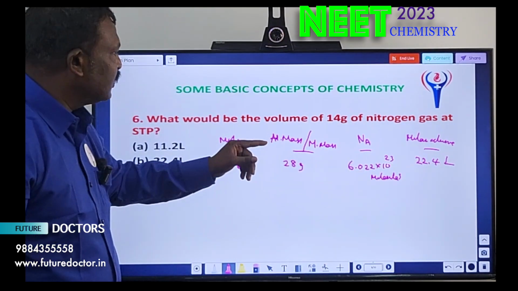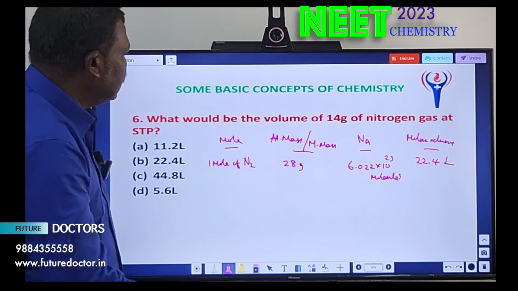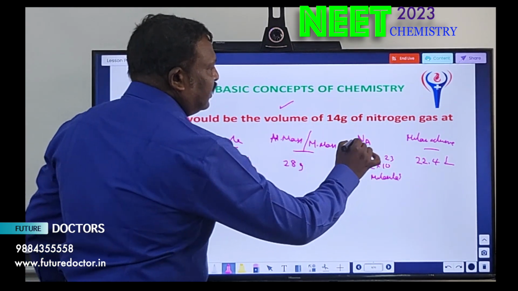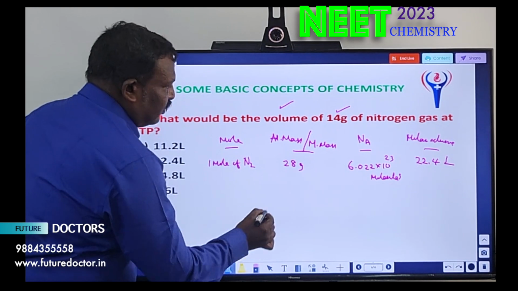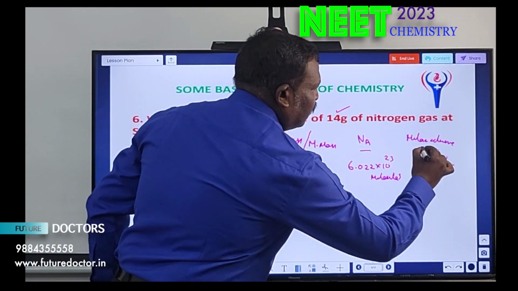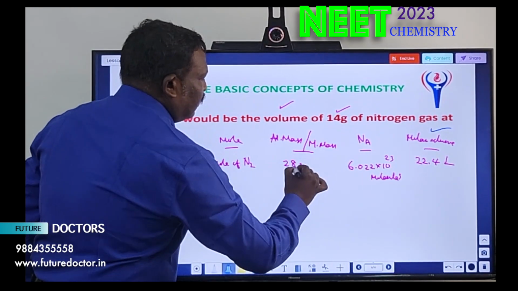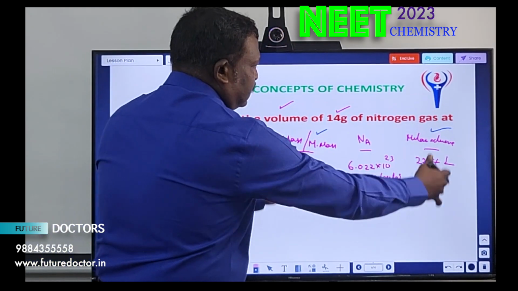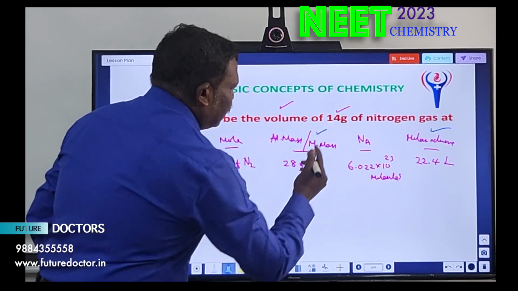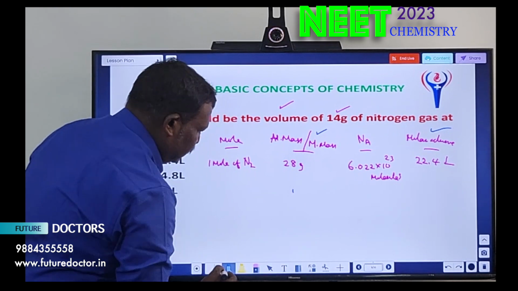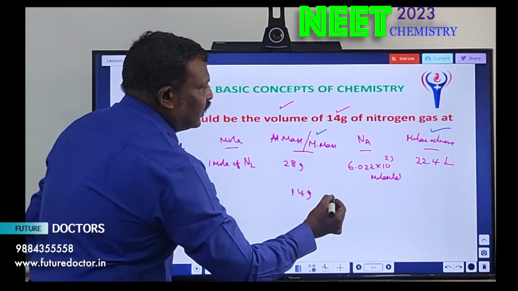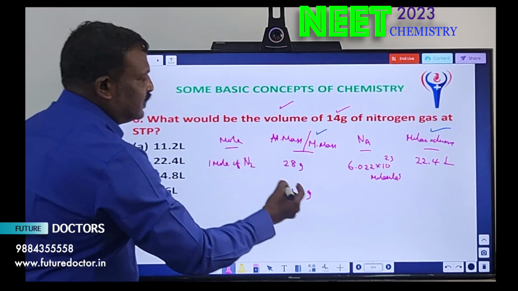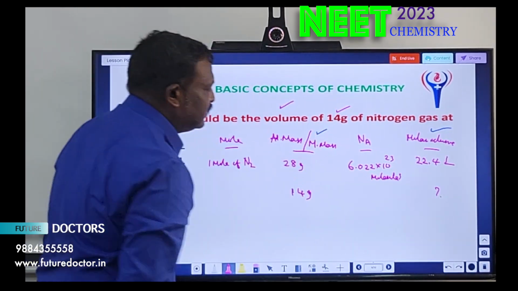Understood? Now come to the question. They're comparing volume and gram. They're comparing these two only. So this volume and gram, just see these two only. How many gram is given? 14 gram. Okay. What will be the volume? This is a question mark.